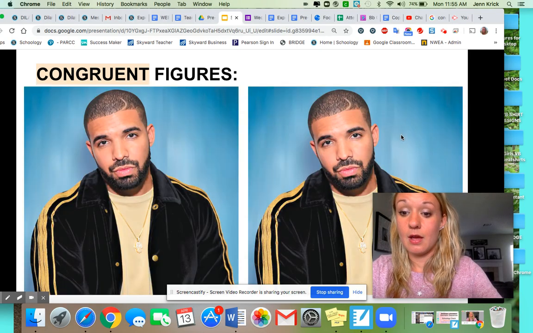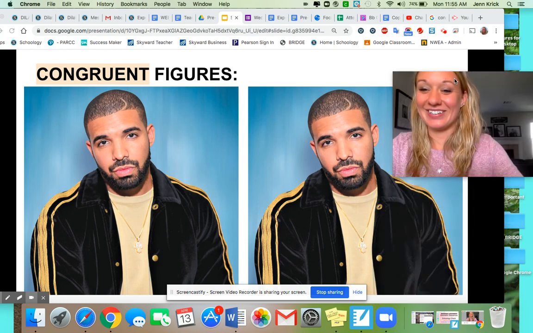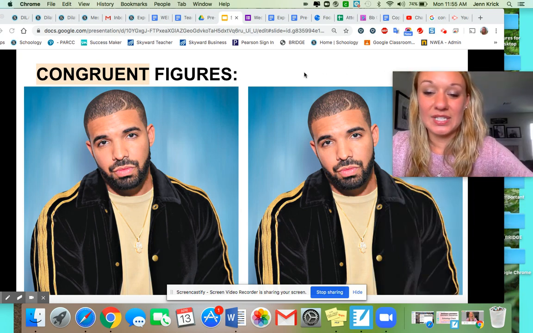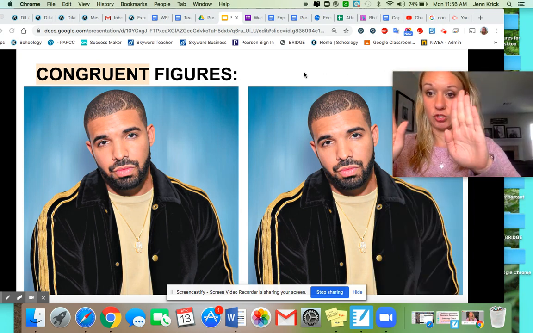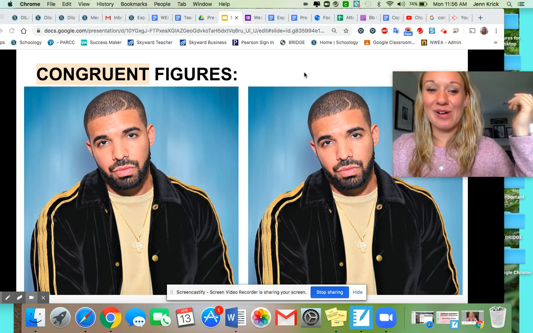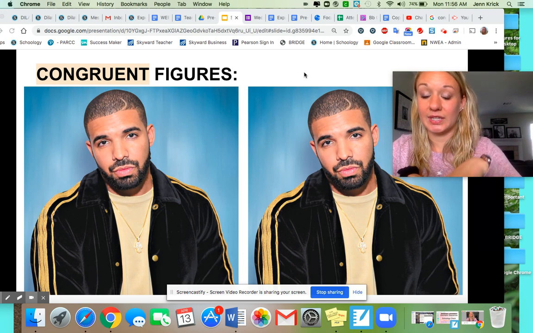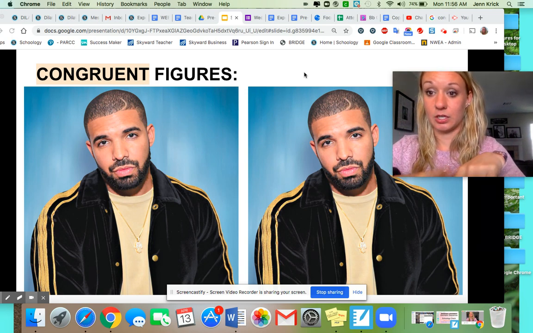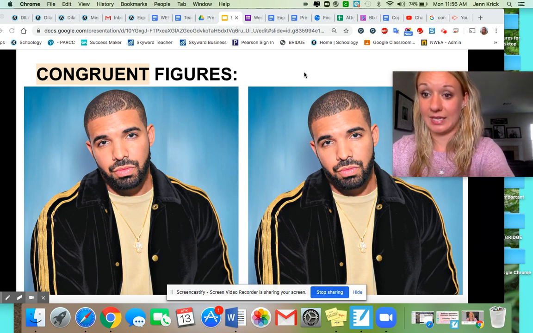Okay, here we go. Again, shocking image that I chose to use. Notice that the two pictures of Drake are the same shape. They're the exact same, while there were millions that I could choose from, and they're the exact same size. So when we're thinking congruent, congruent means same shape, same size.